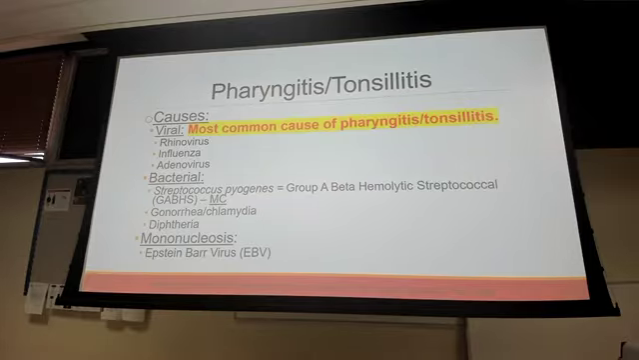So the most common cause of pharyngitis is a viral cause. So not specific to rhinovirus, influenza, adenovirus. There is some literature out there that shows some are more prevalent than others, but understanding that the most common cause of pharyngitis or tonsillitis is a virus. Bacteria can also cause pharyngitis or tonsillitis. Most common cause of bacterial pharyngitis or tonsillitis is group A beta hemolytic strep, also known as Streptococcus pyogenes. So those are the same type of bacteria.